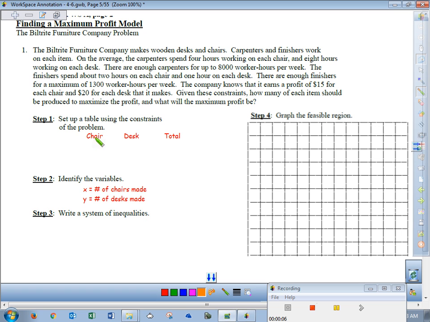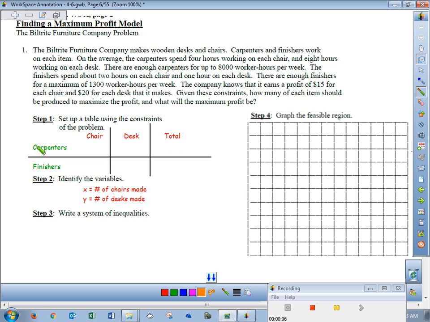The other thing you're going to put in your table is basically the other ingredients they were talking about. We've already taken care of desks and chairs, but remember there were carpenters and finishers, because some carpenters are going to work on the chairs, some finishers are going to work on the chairs, and the same thing for the desks. So we're going to put those guys, carpenters and finishers, as little rows in this deal, and it's up to you if you want to make this into a real table or not. On the next few examples I'm not going to do that, but it's just a way to organize the data right here.